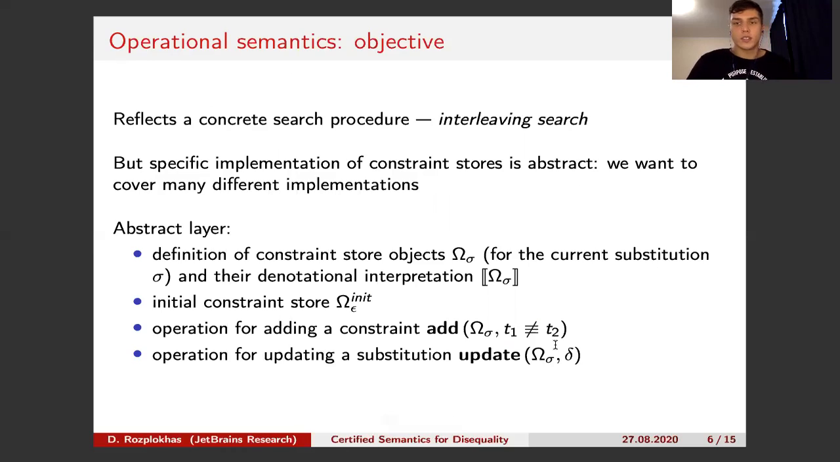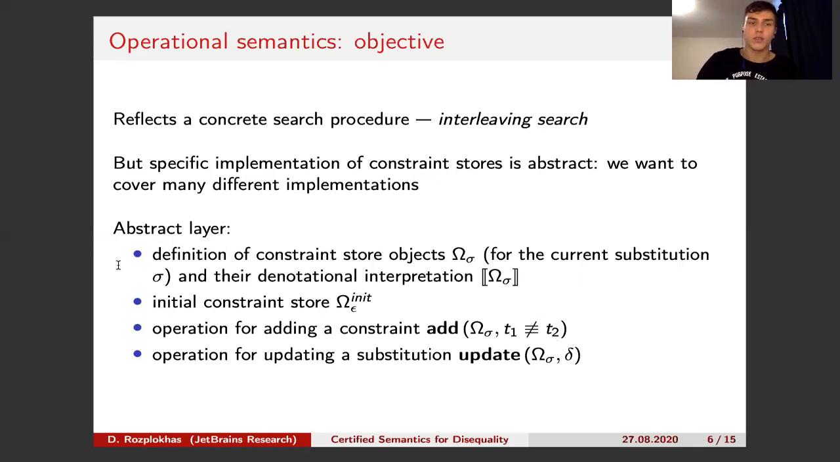Next, we give operational semantics, and it should reflect one concrete search procedure. In our case, it's the canonical interleaving search for miniKanren. However, there are different ways to implement constraint stores in different versions of miniKanren, and we would like to be able to cover all of them by our semantics. So to do this, we add an abstract layer to our semantics with abstract definitions related to the constraint store. We then use it in our definition of semantics and can later substitute different concrete definitions there to get semantics with different implementations of constraint stores.